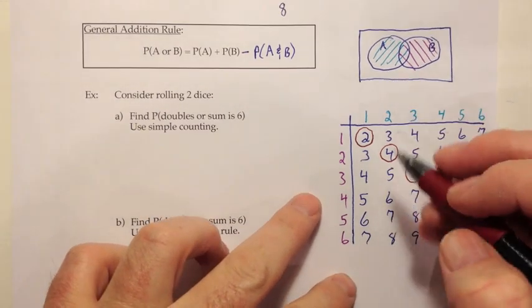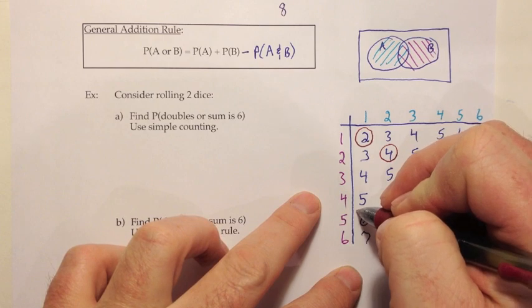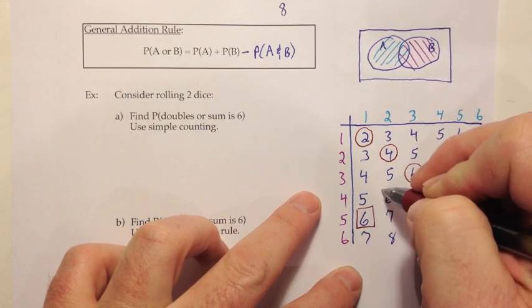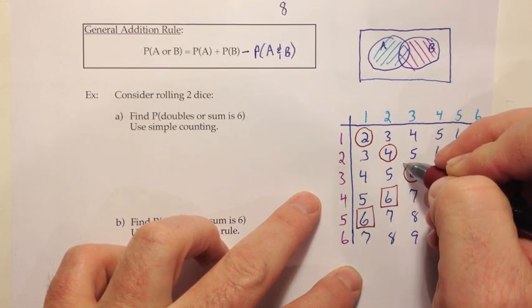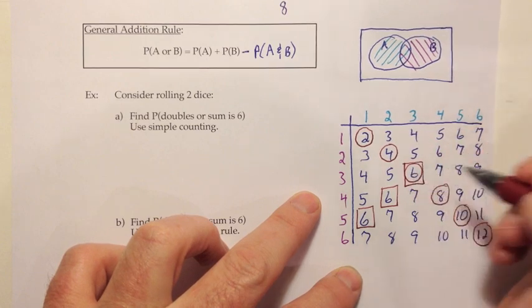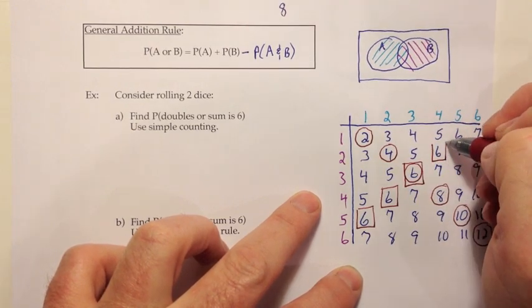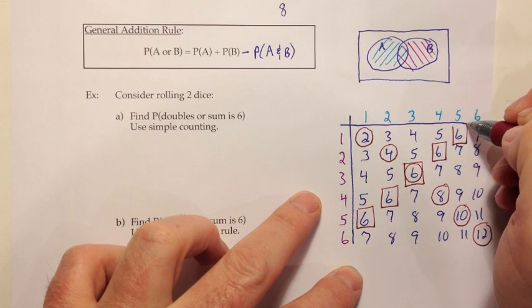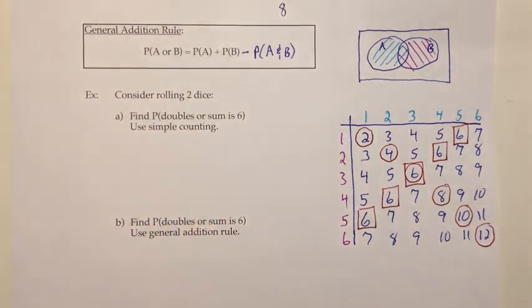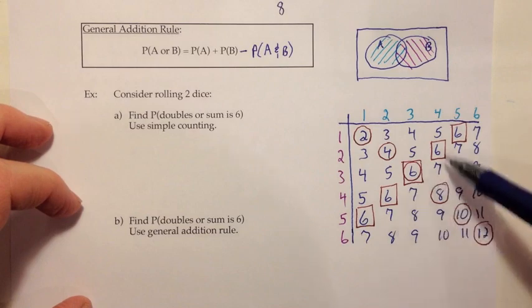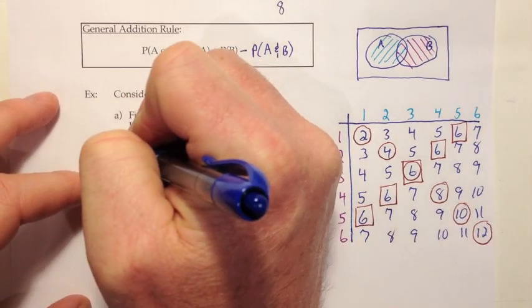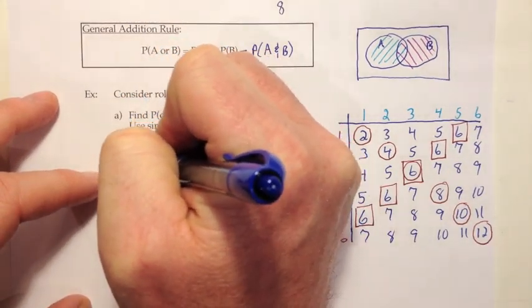So I'm going to put a square around all the ones that have a sum that is 6. Notice this one gets a circle and a square because it's both doubles and has a sum of 6. And then everything that has a circle or a square or both around it is something that I should be counting for this probability. So first of all, how many things are possible? If you look at all the blue combo sums that we have there, there's 36 of them.